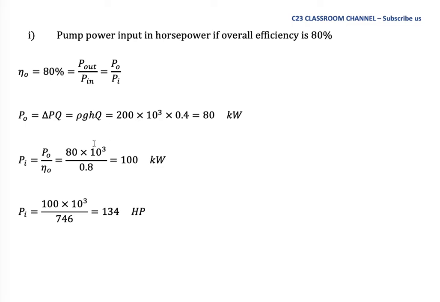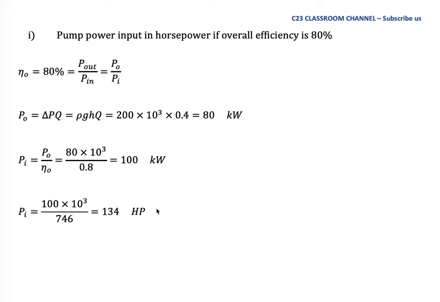And then we have the power input here. We could calculate the power input by rearranging this equation. So power input is power output divided by overall efficiency, so we divide by 0.8. So we have 100 kilowatt. And then we need to change the value of kilowatt to horsepower, so the conversion is we divide by 746. So we have 134 horsepower for the power input.